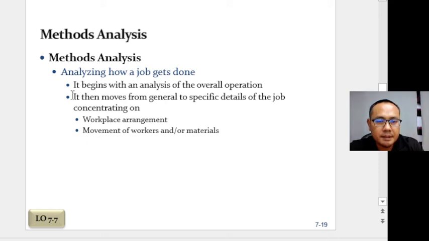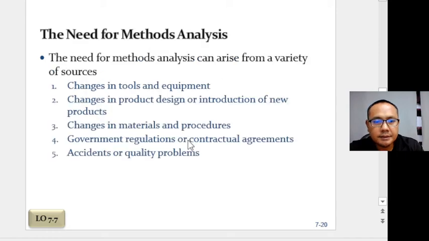Method analysis: analyzing how a job gets done. It begins with analysis of the overall operation, and then moves from general to specific detail of the job, concentrating on workplace arrangement and the movement of workers and materials. The need for method analysis can arise from a variety of sources. Changes in tools and equipment can be a need for method analysis.